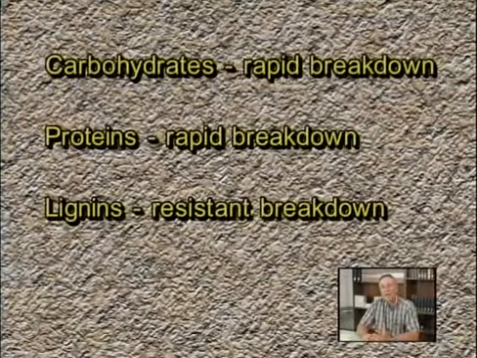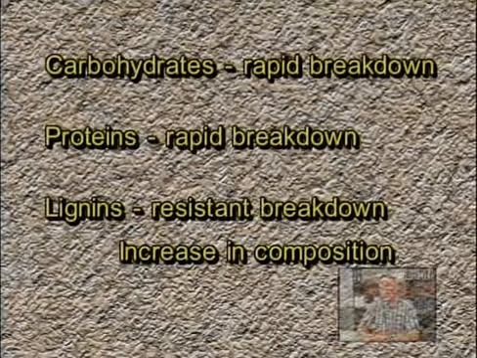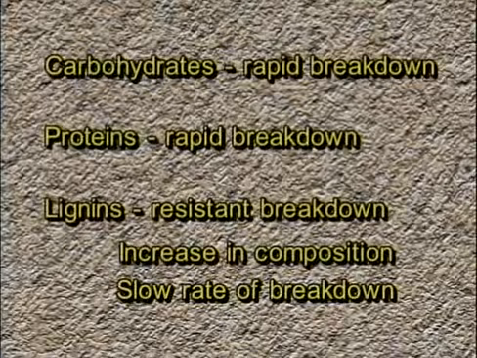As a matter of fact, lignins, as they increase in composition in the plant, can actually slow the rate of breakdown of some of the more complex types of carbohydrates, like cellulose. The cellulose, being found primarily in the cell walls of plants, actually becomes impregnated with lignin as those cell walls thicken and the plant gets older. So not only does lignin itself have a slow rate of breakdown by the microbes, but it also can slow the rate of breakdown of some of the more complex carbohydrates.